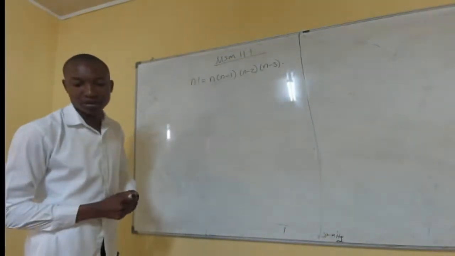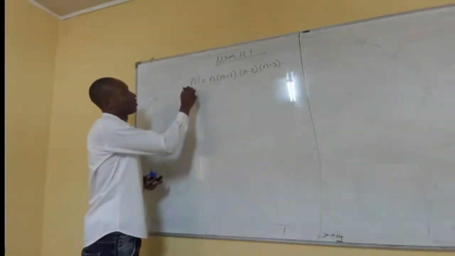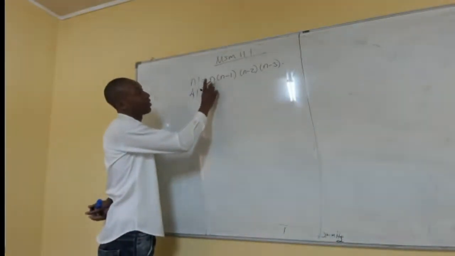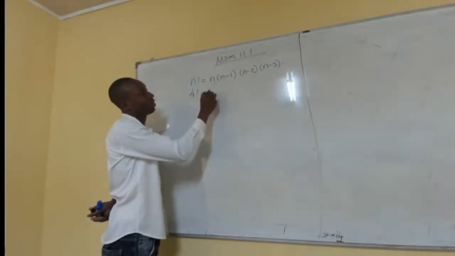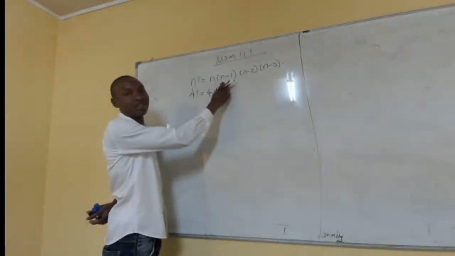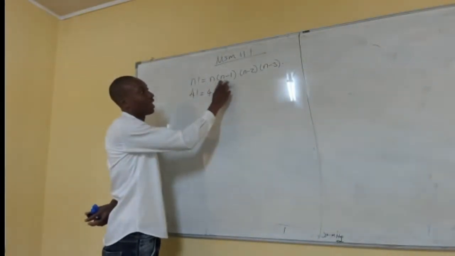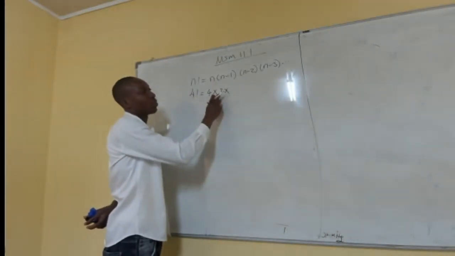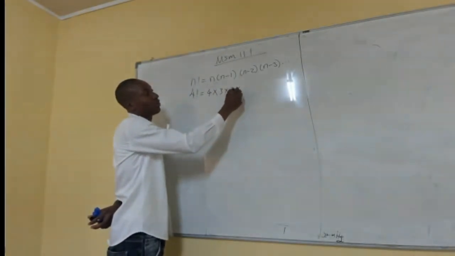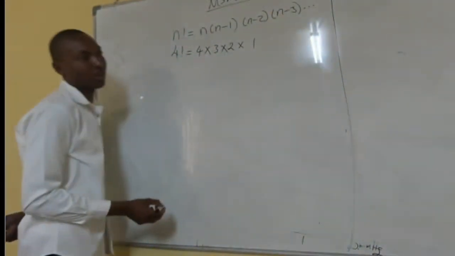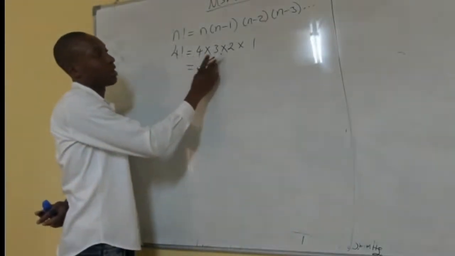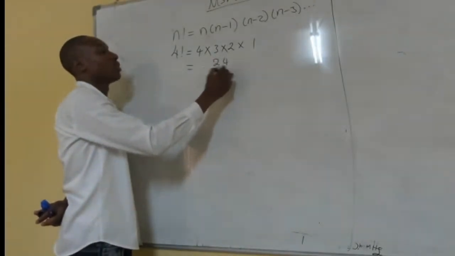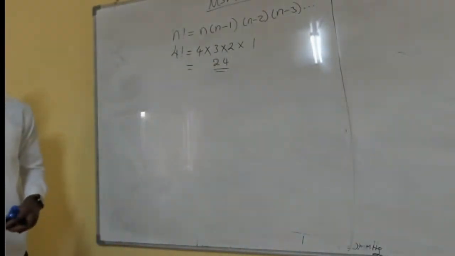For example, let's say what you're given is 4 factorial. So what would be 4 factorial? The first one is n, so n here is 4, multiplied by n minus 1. You subtract 1 from n. So 4 minus 1 is 3, then 3 minus 1 is 2, 2 minus 1 is 1. It ends there. So this basically becomes 4 times 3 is 12, 12 times 2 is 24. Okay? So that's what we get.